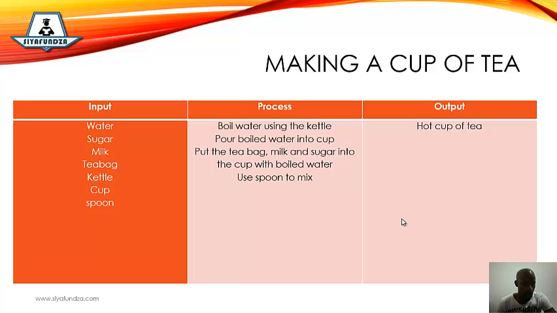inputs. I'm going to pour the hot water into the cup. There goes another input, which is the cup. And I'm going to put the tea bag, the milk, and the sugar into the cup with the boiling water. Can you notice that everything is being used from my input? And then finally, I'm going to use the spoon to mix. That is the last process that I'm going to have. And then out of all those processes, what am I going to get? I'm going to get a hot cup of tea.